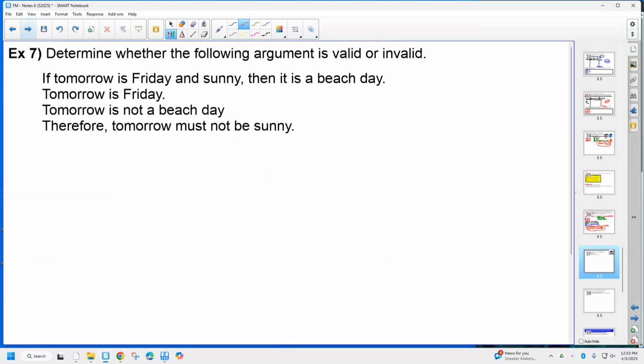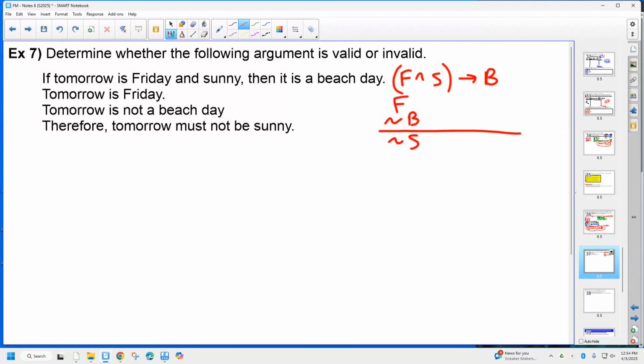Example 7. Determine whether the following argument is valid or invalid. If tomorrow is Friday and sunny, then it is a beach day. Tomorrow is Friday. Tomorrow is not a beach day. Therefore, tomorrow must not be sunny.